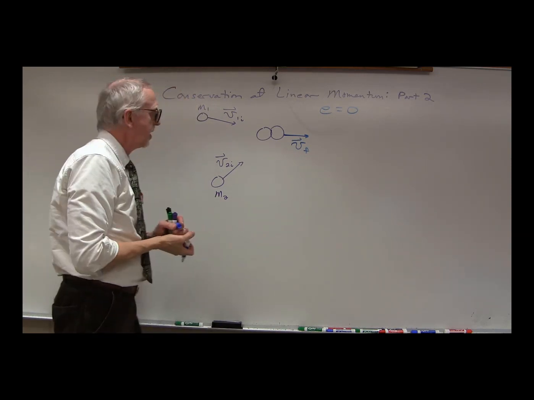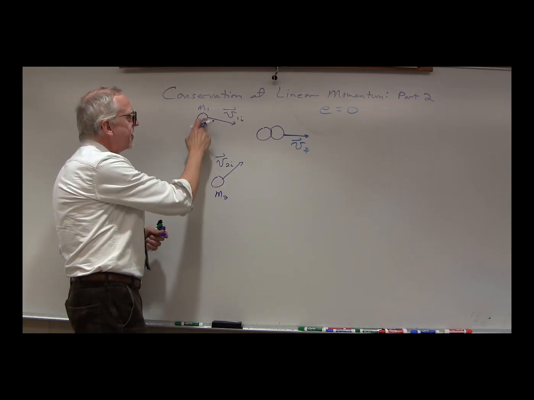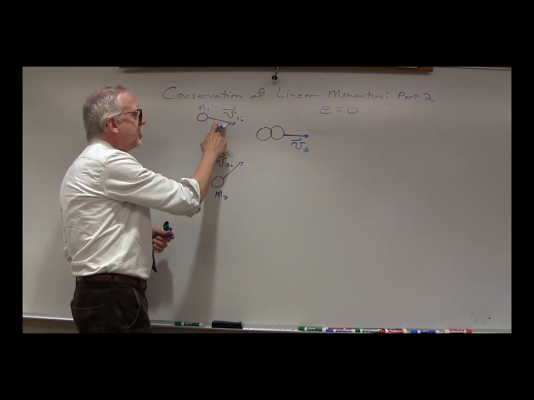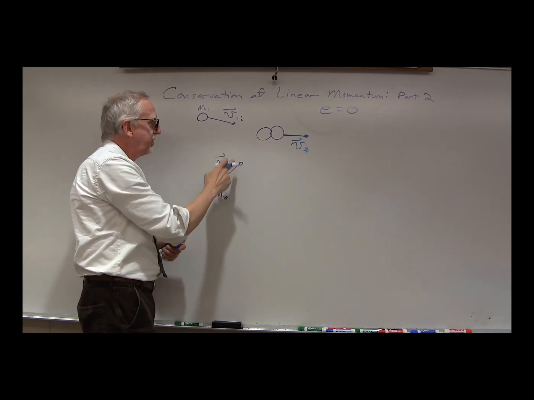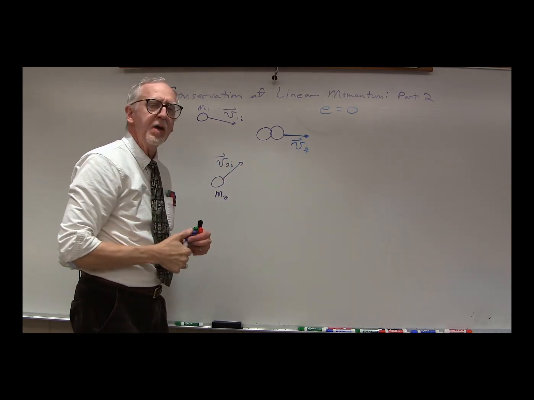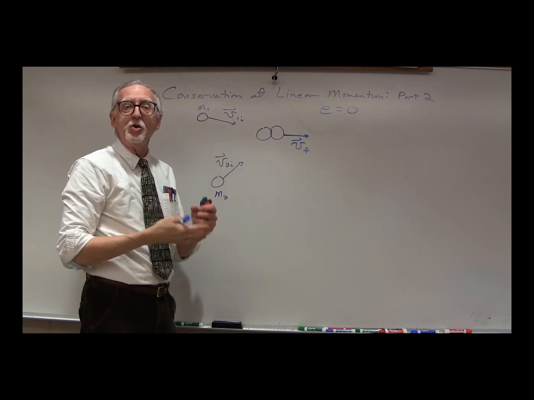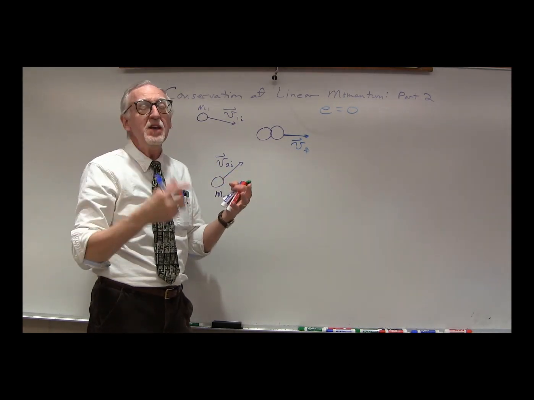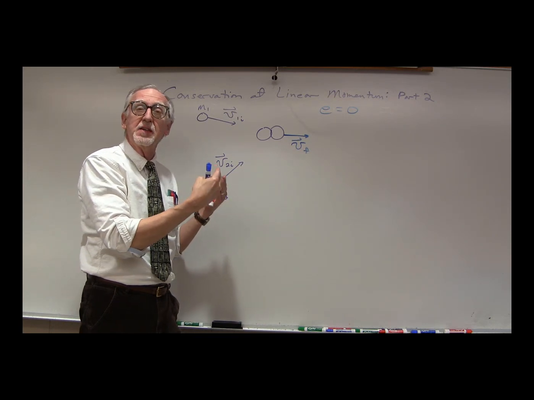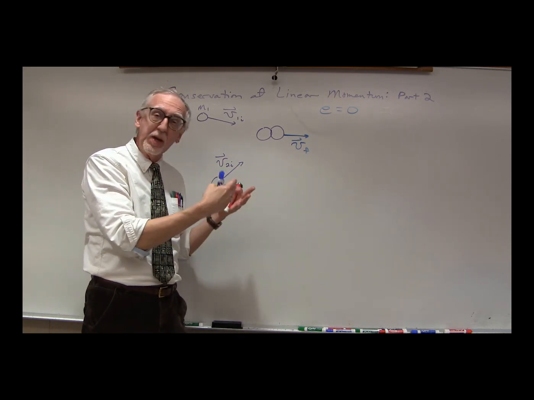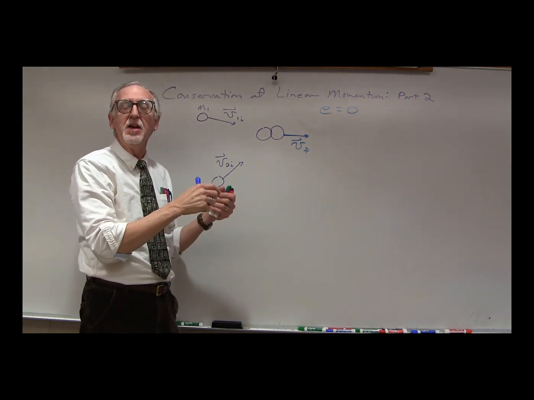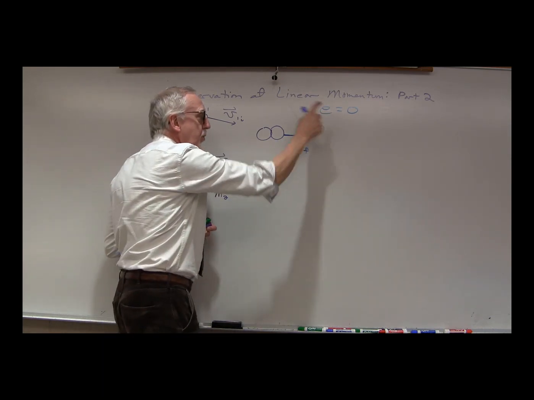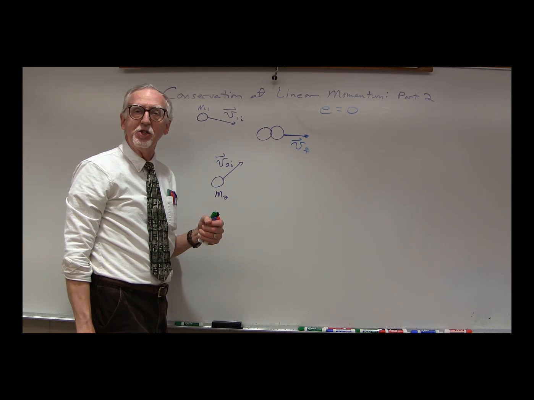Okay, let's imagine that we know what the initial masses are, M1 and M2, and we know what V1 initial is and what V2 initial is. Are there any unknowns? Is there anything that we cannot define or cannot solve for? Is there anything that we would still need more information about, knowing that we have a coefficient of restitution of 0?